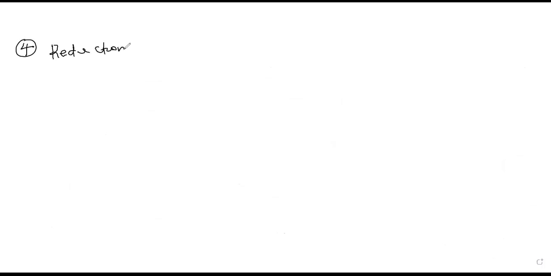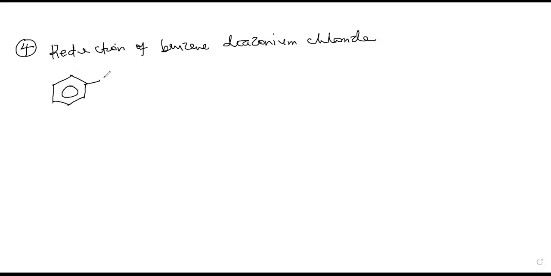Reduction of benzene diazonium chloride. So benzene diazonium chloride, how does it go? I will have the benzene diazonium chloride. This is N plus triple bond NCl minus. This is my benzene diazonium chloride.